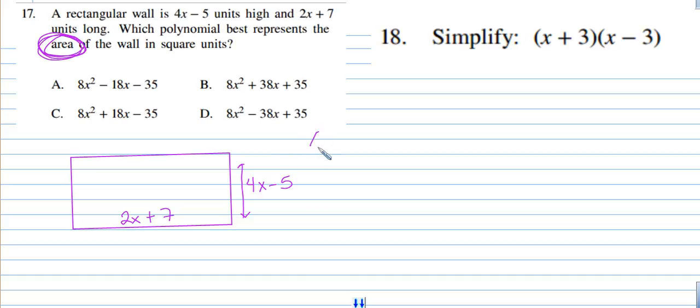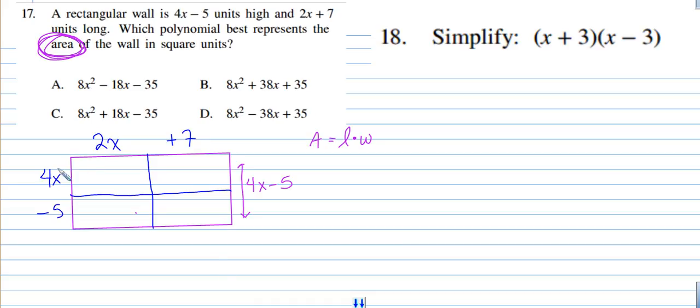Area. Remember, area is length times the width. So we're going to take these two things and we're going to multiply them. Okay? Now we're going to use the box method to multiply, and it's great. If you drew the rectangle, you already have the box. Okay? So what was this side? Well, it was 4x and minus 5, and this side was 2x, and that was plus 7. It's amazing how that works out.